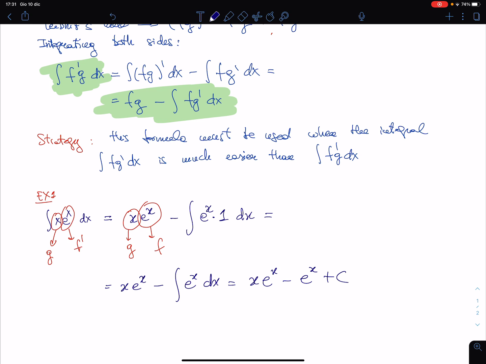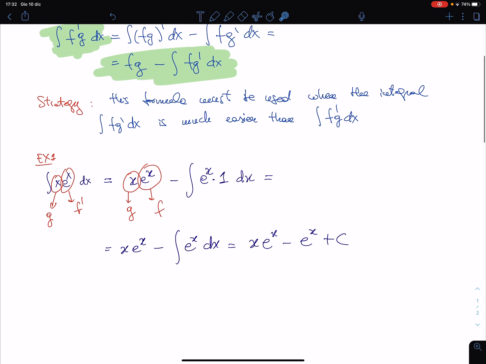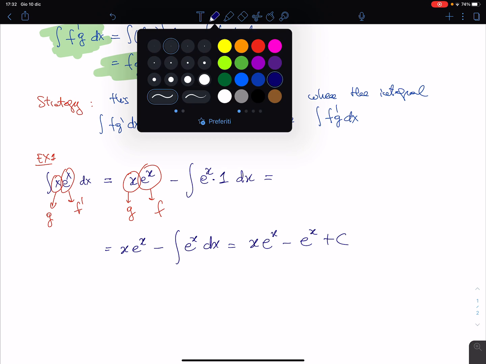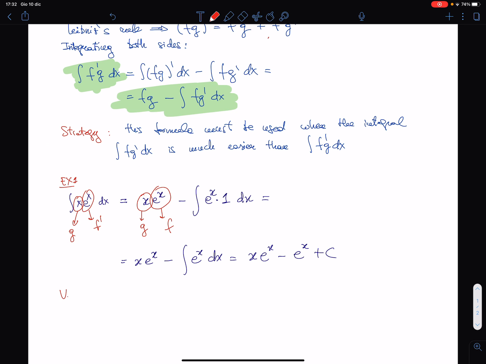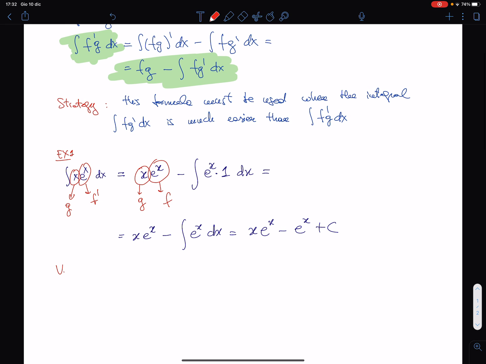Just a comment: in the formula of integration by parts, there is no c to be written here because c is embodied in the symbol of indefinite integral. So don't worry if here there is no c. C is here. Vice versa, here we no longer have a symbol of indefinite integral, so we have to add a plus c here. So if you don't believe this formula, just verify. Remember, when you don't believe in the result of an integration, then just differentiate the result, and you must find the original integral. So verify.